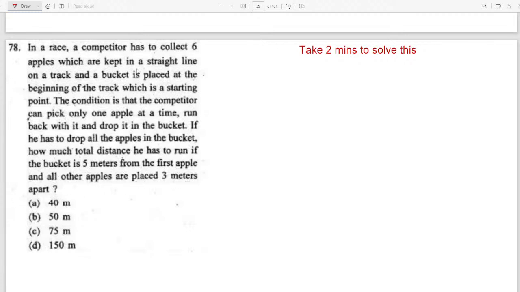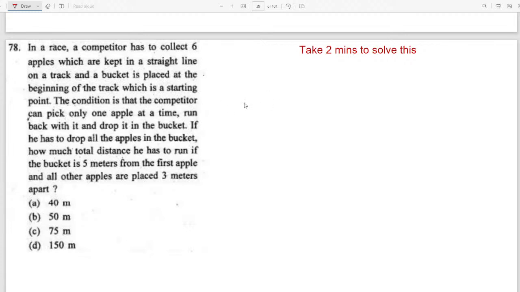So they are telling that there are 6 apples at a uniform, equal distance from each other, and they are saying that a competitor has to go and pick an apple, take only one apple and come back and put it in a bucket. And they are asking what is the total distance he has to run to put all the apples, that is 6 apples, in the bucket.